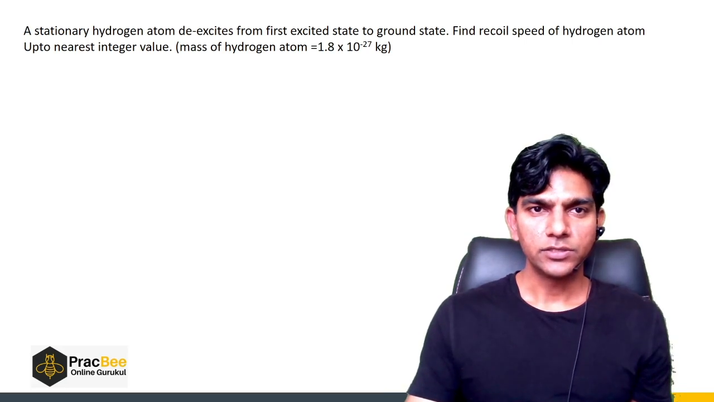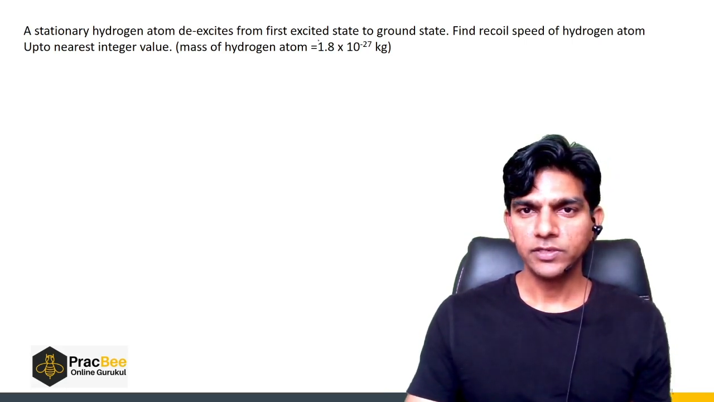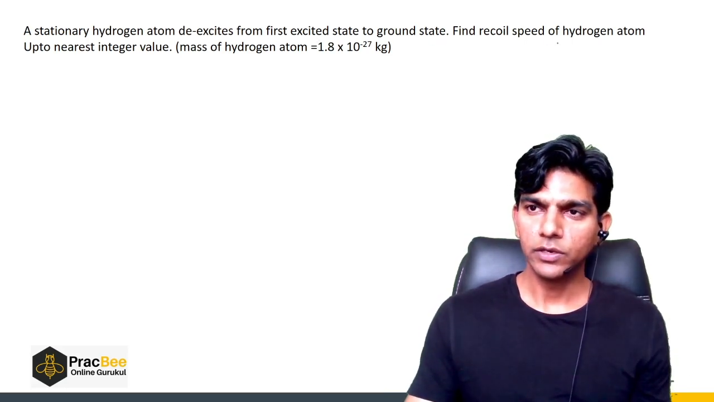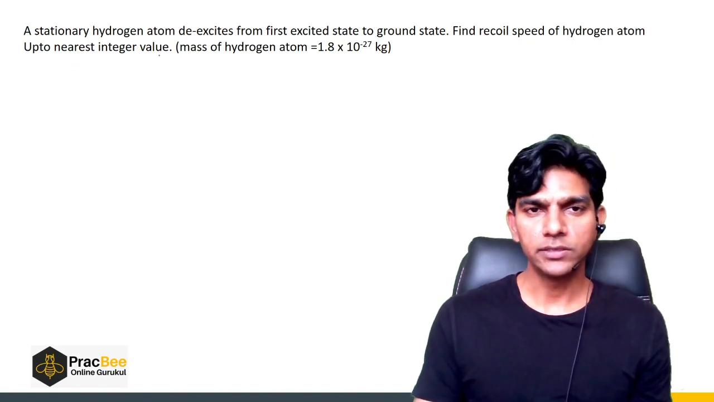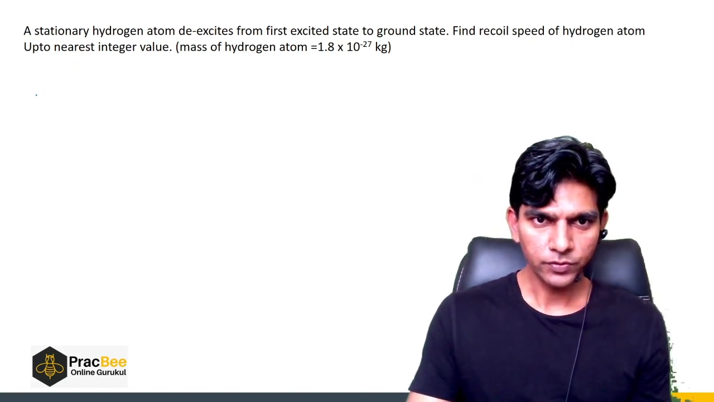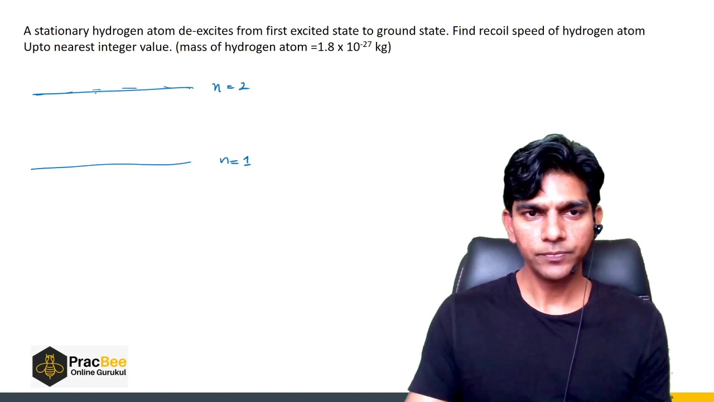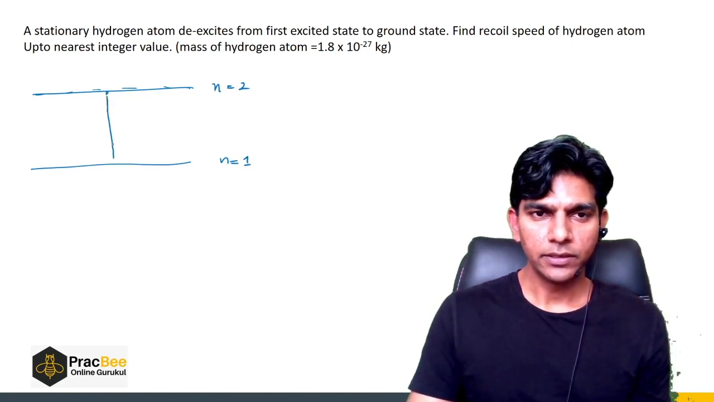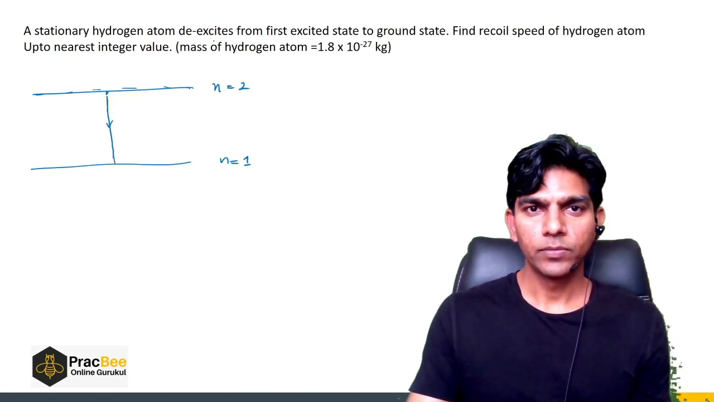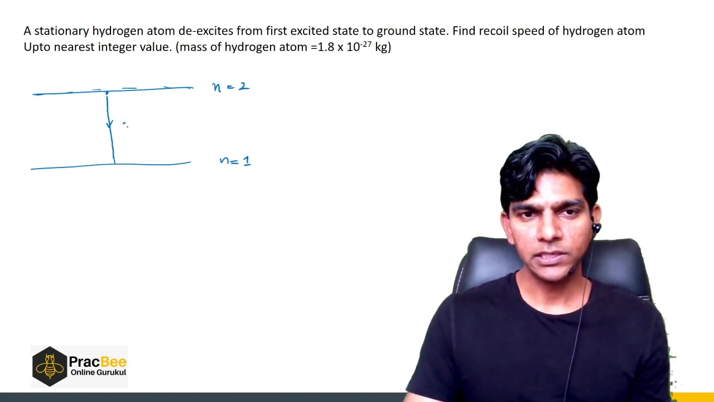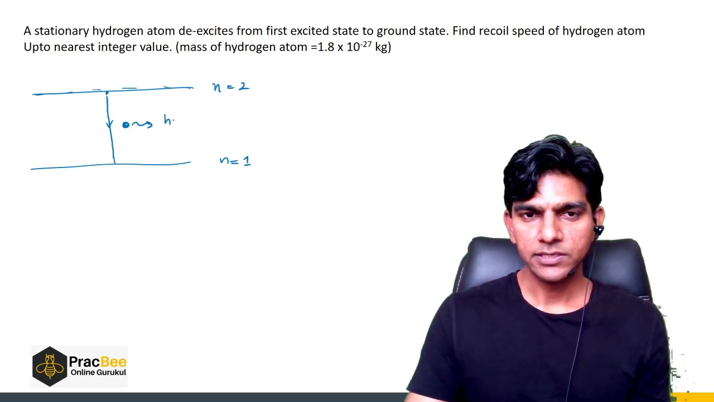Okay, next, a stationary hydrogen atom de-excites from first excited state to the ground state. Find the recoil speed of the hydrogen atom up to the nearest integer value. So we have given first excited state. So first excited state is nothing but n equals 2, and this is the ground state, n equals 1. Now the electron is coming down from a higher energy level to a lower energy level. So when it does, it will release a photon of energy, let us say hc by lambda, right?